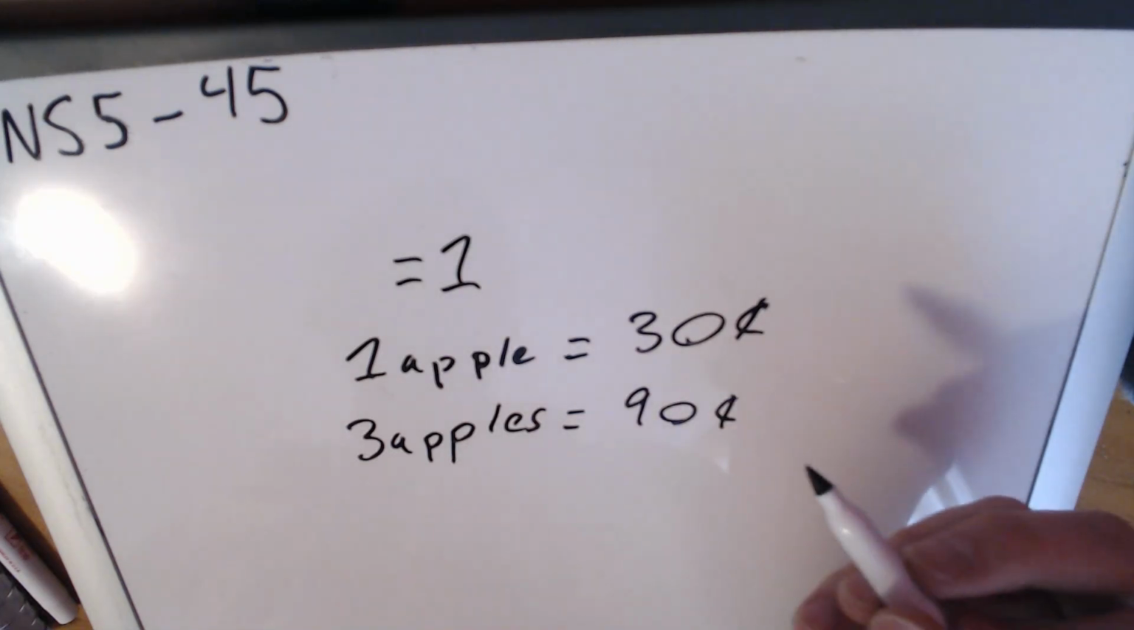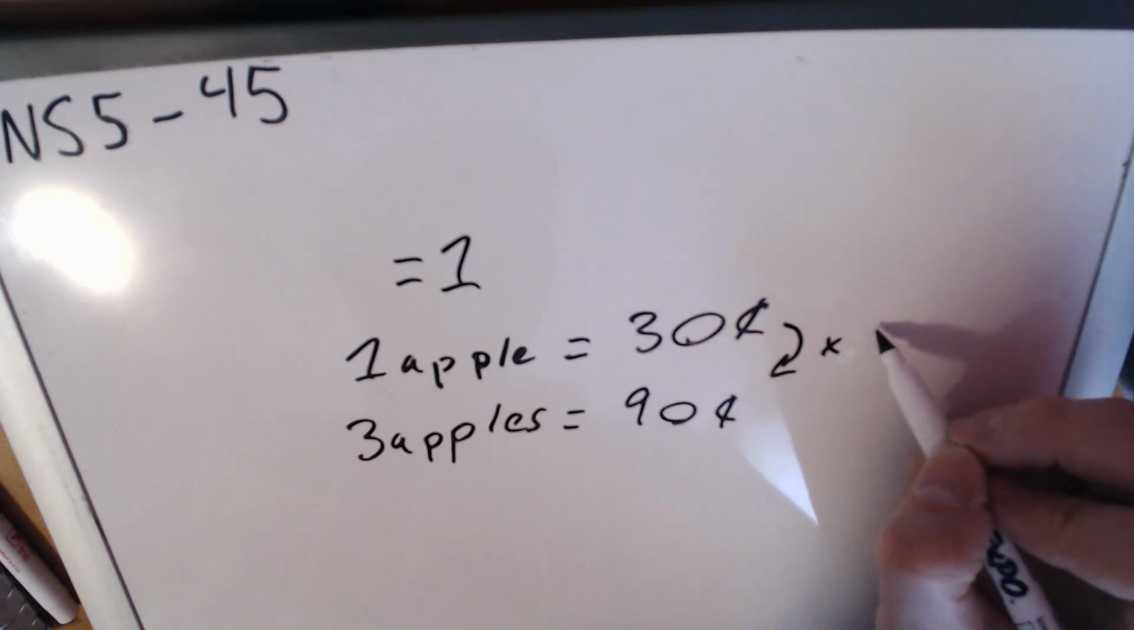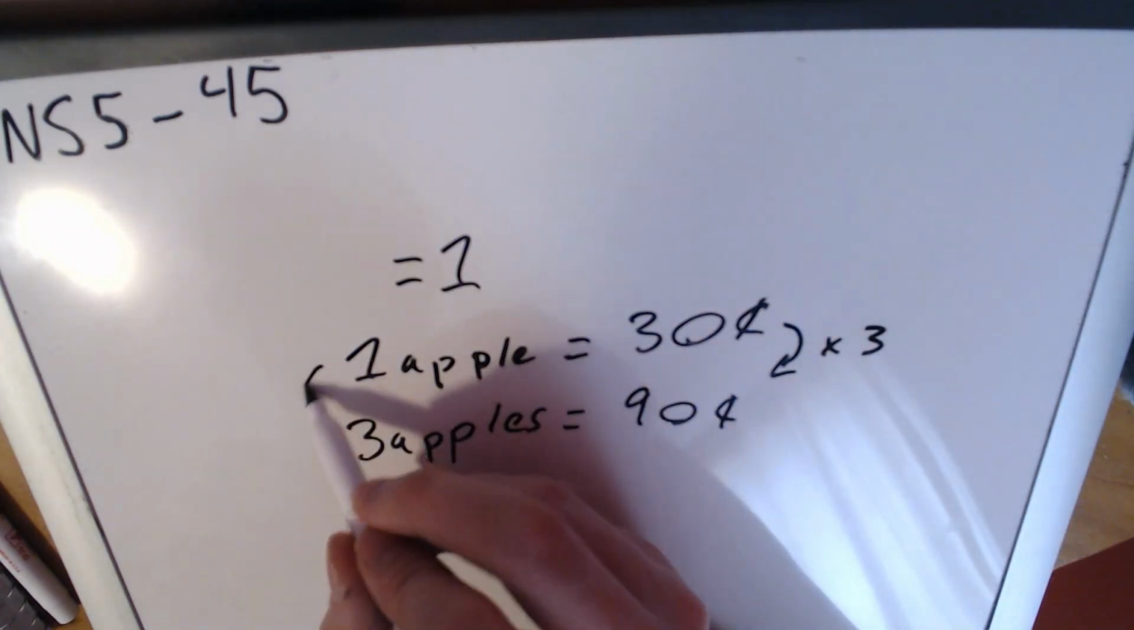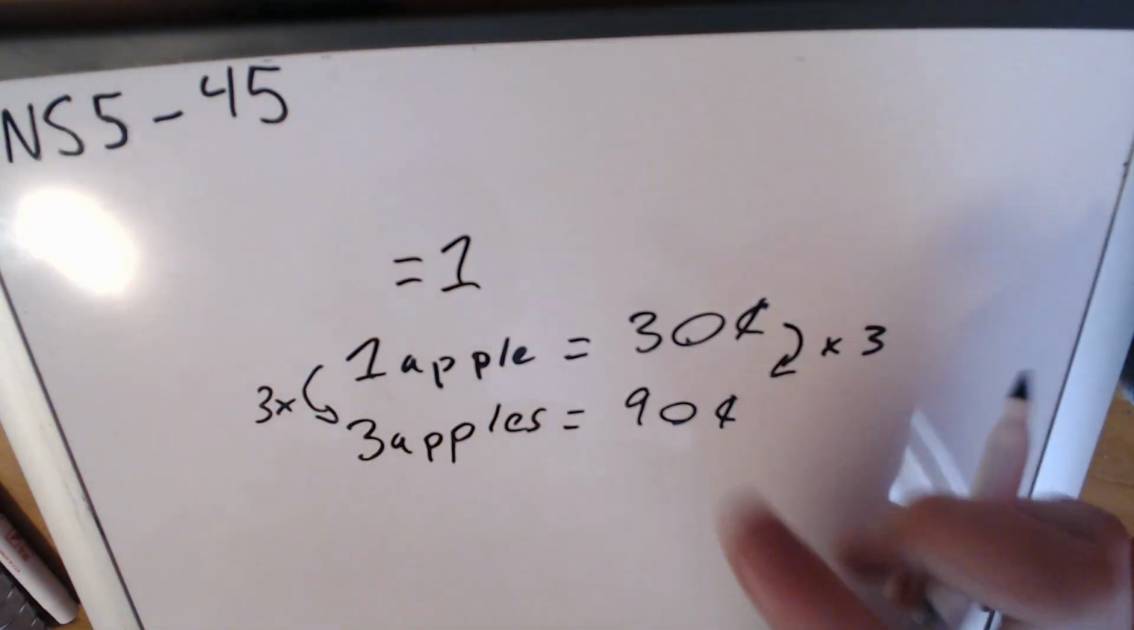And how would you have done this? Well, in a sense, you're doing this times 3. There's 3 times as many, and so you multiply this by 3, and you also multiply the price by 3.